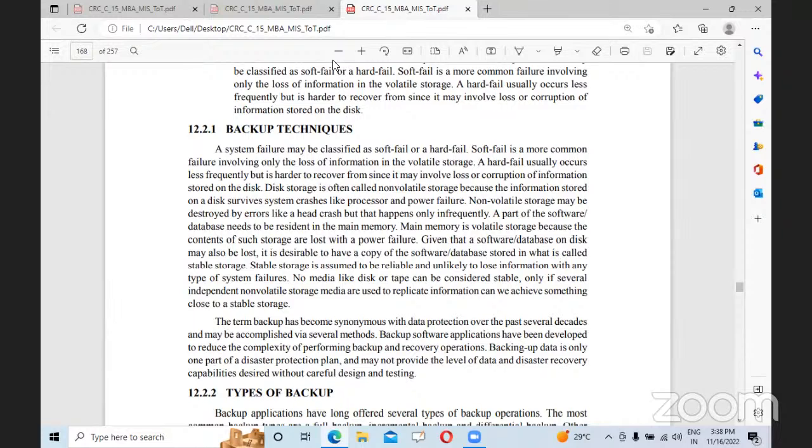Given that a software database on a disk may also be lost, it is desirable to have a copy of the software database stored in what is called stable storage. Therefore, it is assumed to be reliable and unlikely to lose information. With any type of system failure, no media like disk or tape can be considered stable. Disaster recovery capabilities will not work without careful design and testing.